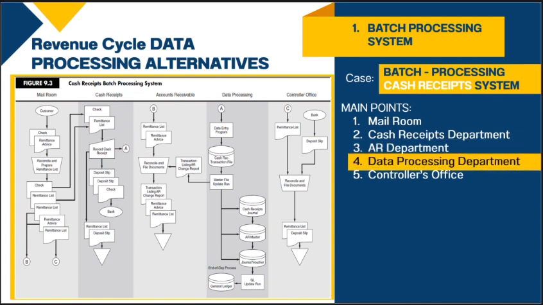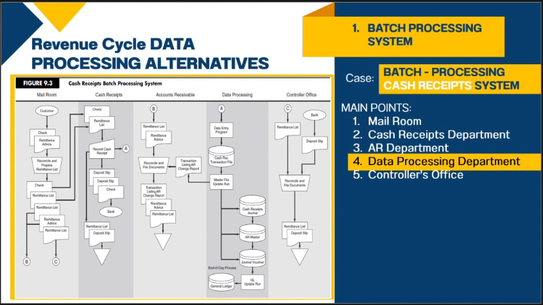And in the data processing department, the customer's remittance data that was entered into the system by the cash receipts clerk are edited by the data entry program and stored on a transaction file. Now, in this data processing department, there are two kinds of run. The first run is the master file update run, and the second is the GL update run. This is here. The master file update run and the GL update run.